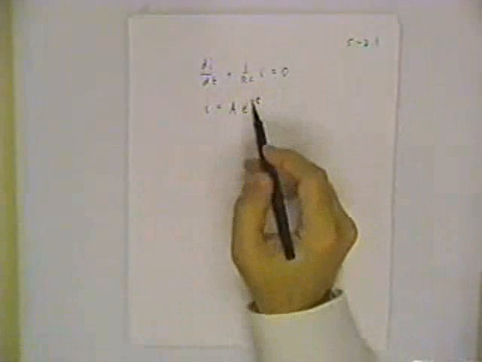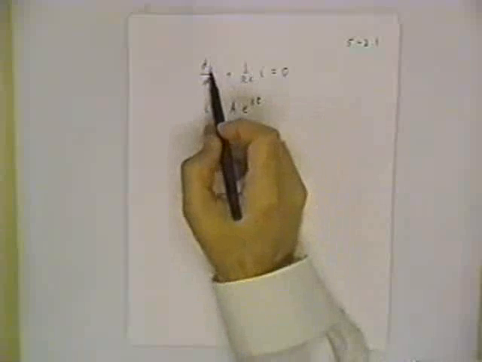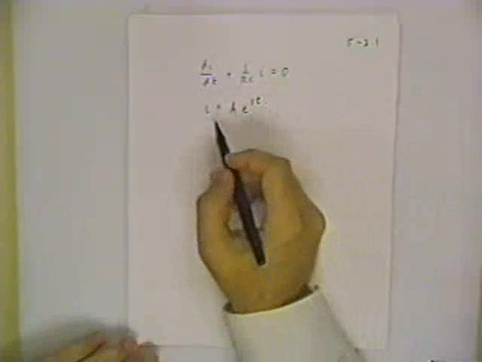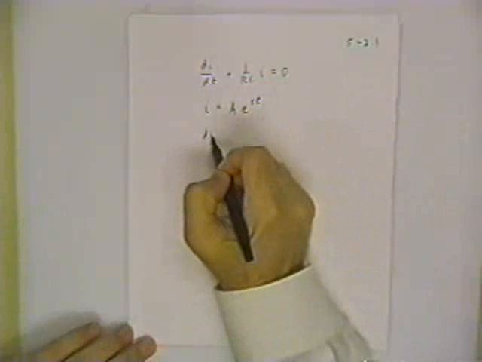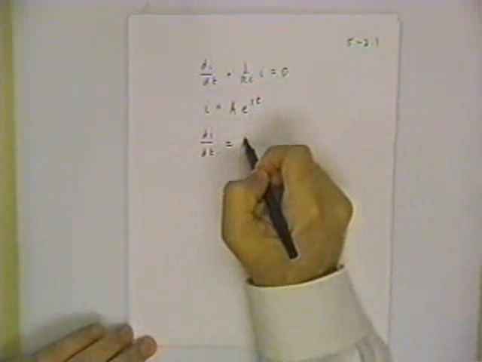If you want to, you could verify by substitution that if I just substitute this expression in for I in both of these terms, I get an identity. And what this tells us is that if I is an exponential, then dI/dt is also an exponential.